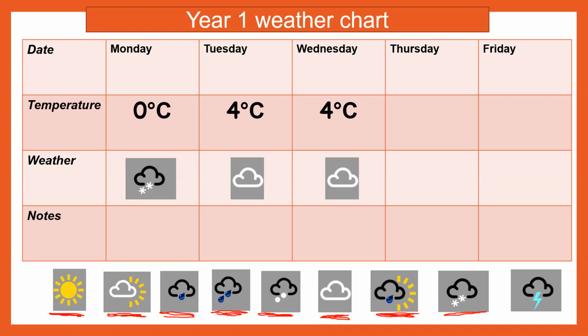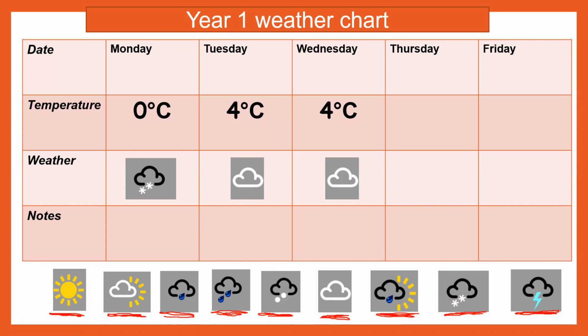Here we have a cloud with snowflakes coming out of it. So that means it will be snowing. And here we have a lightning bolt coming out of the cloud. So that means it will be lightning and maybe a bit of thunder too. So something similar to what we might see in a storm.